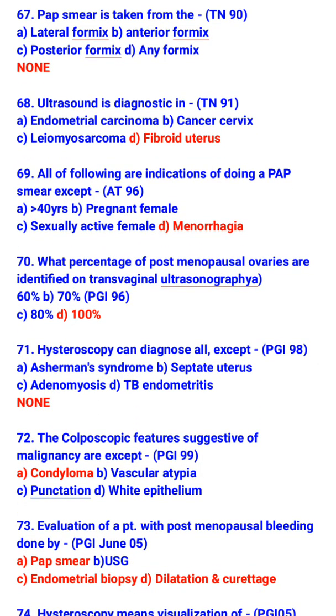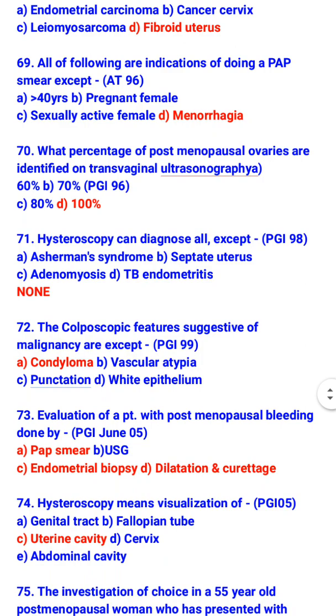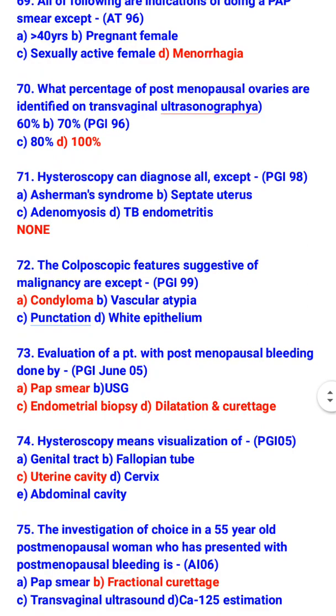What percentage of postmenopausal ovaries are identified on transvaginal ultrasonography? 100%. Hysteroscopy can diagnose all except. So hysteroscopy can diagnose Asherman syndrome, septate uterus, adenomyosis and TB endometritis. The colposcopic features suggestive of malignancy are, except. So the colposcopic features suggestive of malignancy are vascular atypia, punctuation and white epithelium. Condyloma is not a feature suggestive of malignancy.